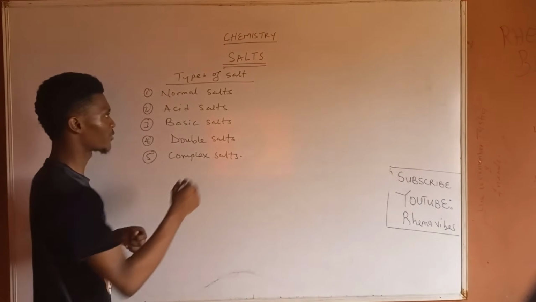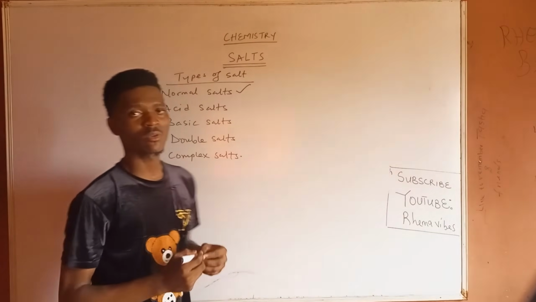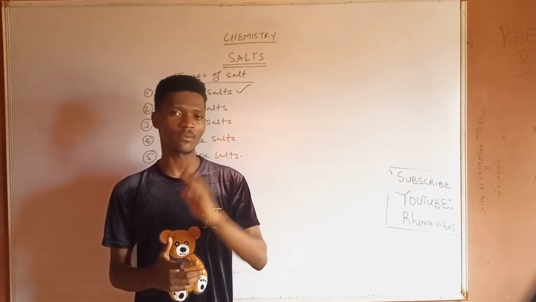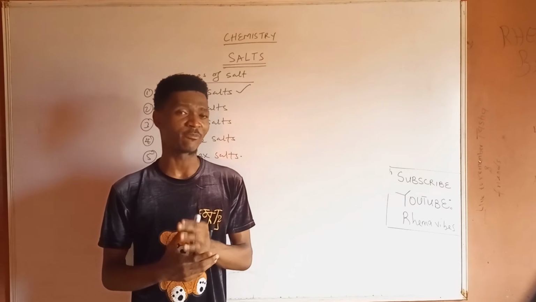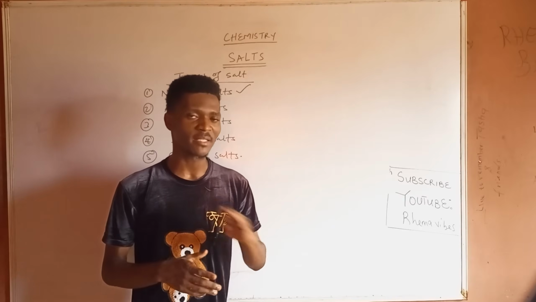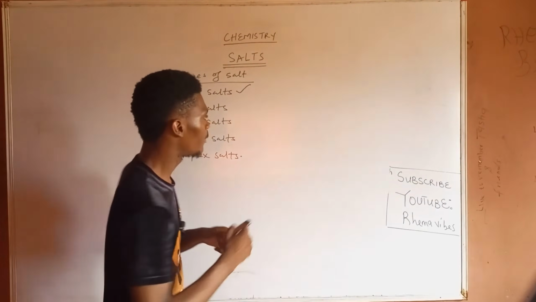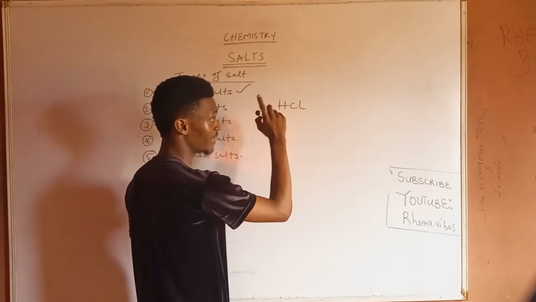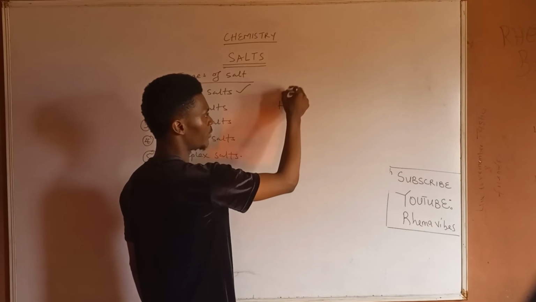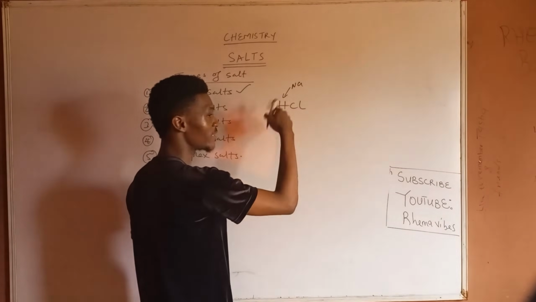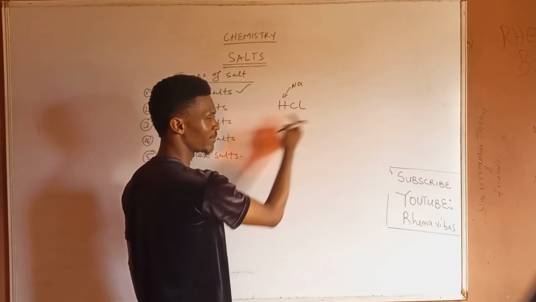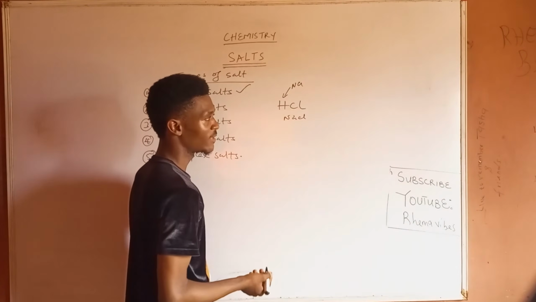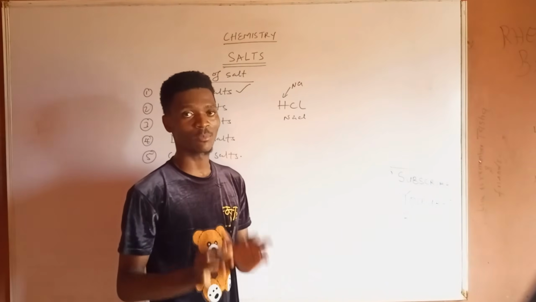Now looking at the first, normal salt. Normal salts are simply salts that are formed when all of the replaceable hydrogen ions of an acid have been completely replaced by metallic ions. Now, looking at this HCl, how many H do you have in this acid? One. So if I replace this H with, let's say, sodium, I've just replaced the whole of the H in that acid, and it becomes NaCl. So you can call this a normal salt, because all of the hydrogens have been completely replaced.